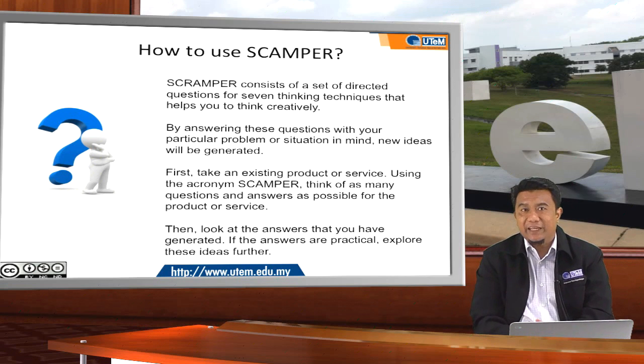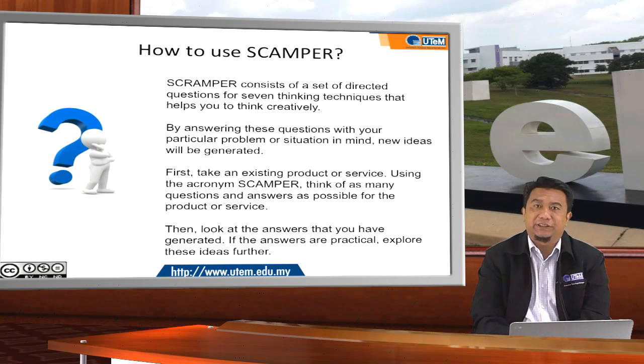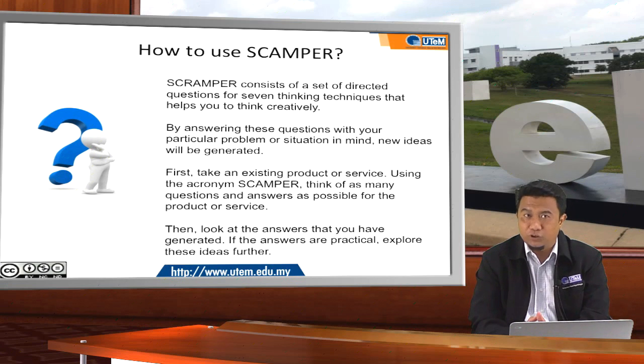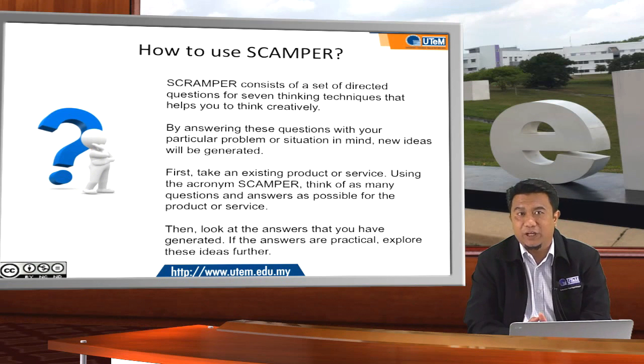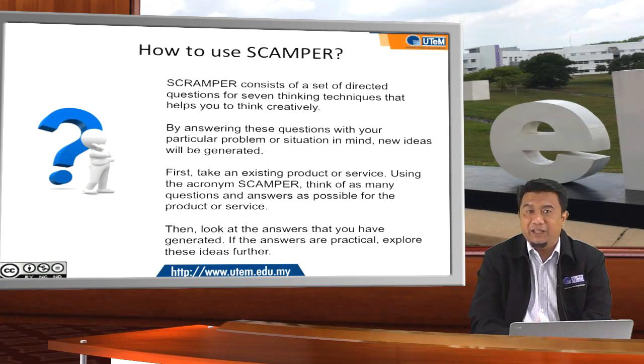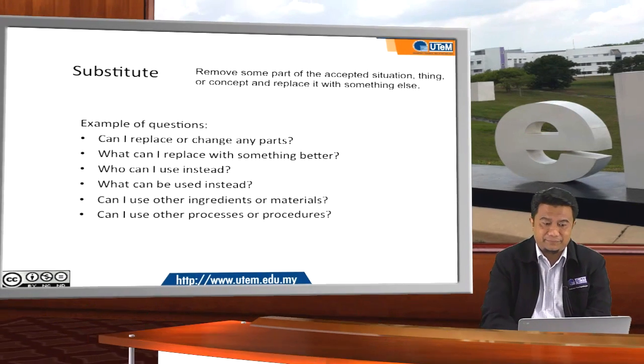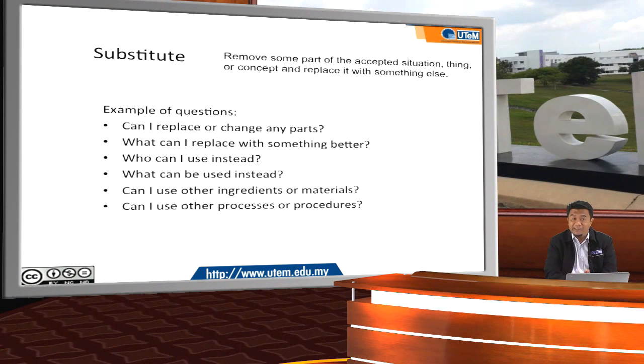First, take an existing product or service. Using the acronym SCAMPER, think of as many questions and answers as possible for the product or service. Then look at the answers that you have generated. If the answers are practical, explore these ideas further. As I said just now, SCAMPER consists of 7 thinking techniques.